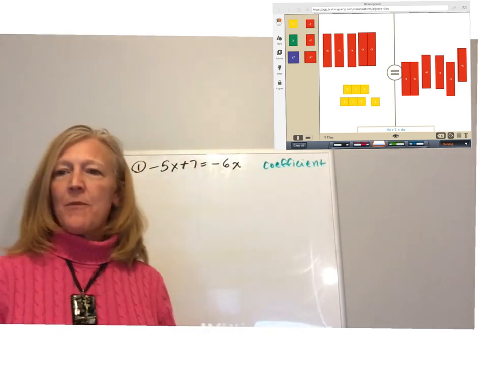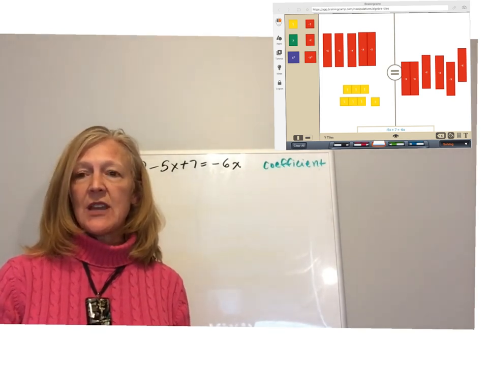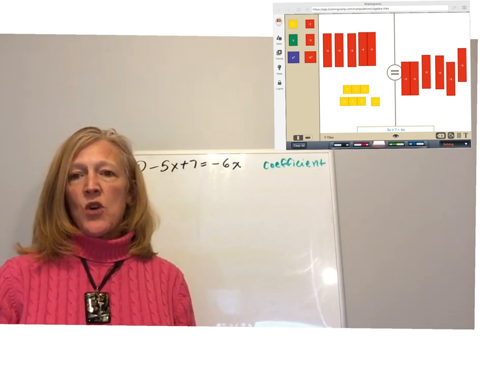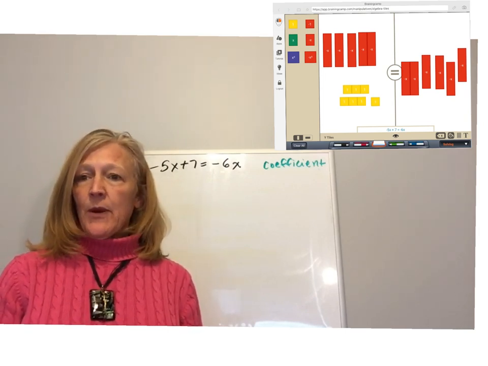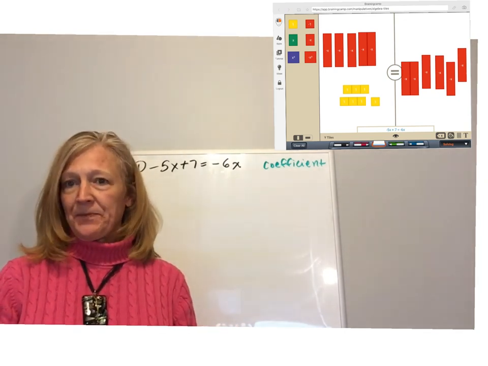We need to take a look at a couple more of these equations. I saw some real good work on our seesaw assignment, but I also saw some mistakes. So let's go through a couple more. So take out a piece of paper, write this down, and see if you can't get started on it.